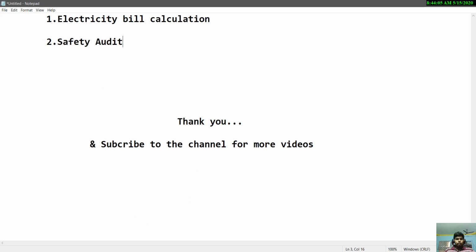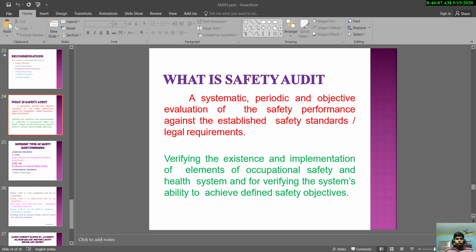What is a safety audit? We all know what an electricity audit is. An electricity audit is a prediction of how the power is going to be consumed, or what the changes or discrepancies in the losses of power are. And similarly, what safety audit has to be done?